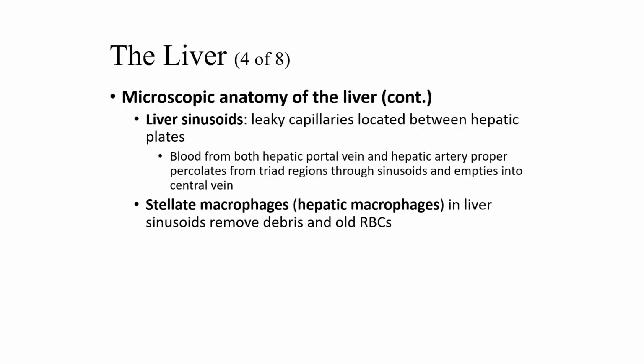All right. Liver sinusoids, remember these are the capillaries. Very important to our immune system are the hepatic macrophages. And also the liver contains natural killer cells and neutrophils to help control and kill off bacterial infections.